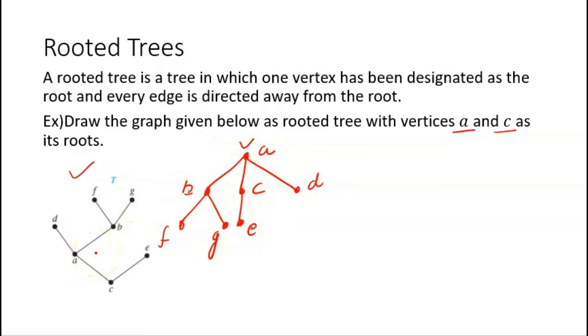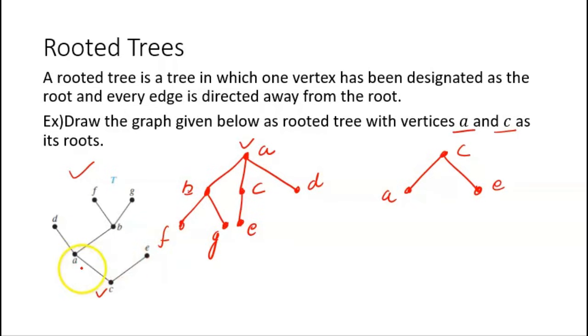Suppose I change the root and take C as the root. There are two vertices which are adjacent to C, and one of them is A and another is E. We are going to use different terminology like children, ancestor, descendant, all this, but first understand it. Next slide we will be talking about those details.